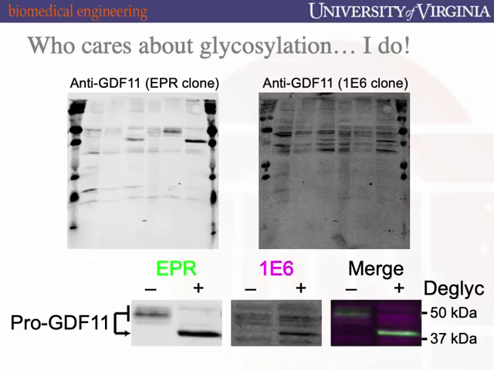The way that we interpreted this in the paper was that all of those sugar modifications were obscuring the epitope that that antibody had access to. You take them away with the deglycosidases, and now all of a sudden you have an antibody that recognizes it.